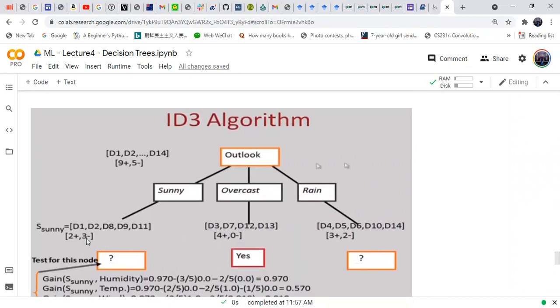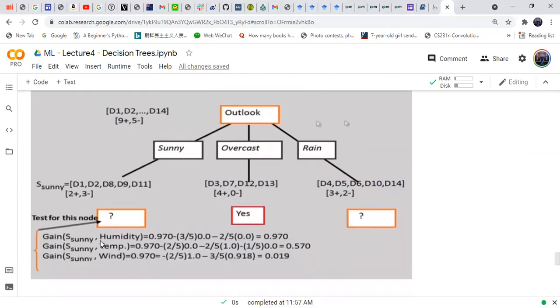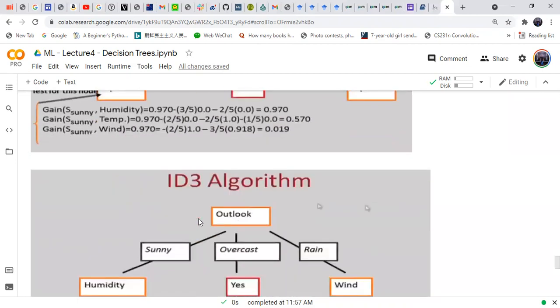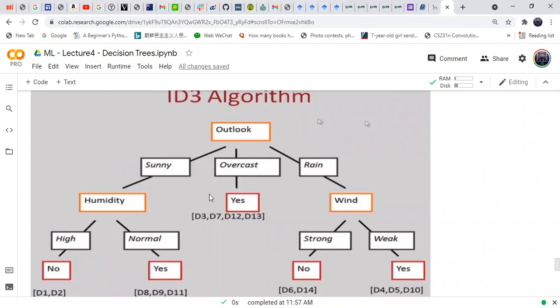For overcast, it is complete. It is a leaf node because 4 are positive examples and 0 are negative examples. For the sunny case, we have 2 positive and 3 negative examples, and likewise 3 positive and 2 negative for rain. Then we can descend to the next depth level. Again, for humidity, temperature, and wind, we compute the gain, and then we can go further. This is the overall algorithm for decision tree induction.